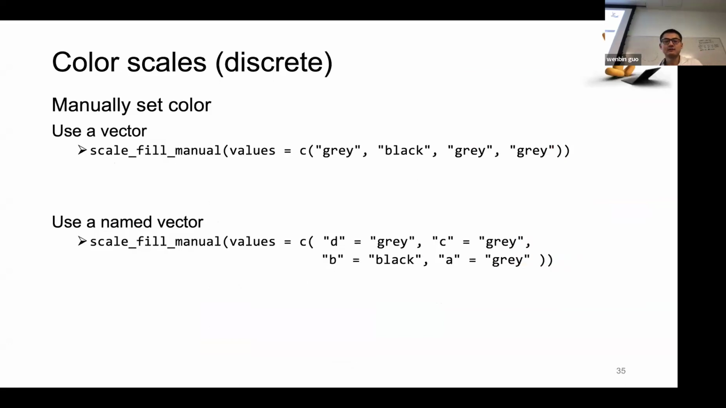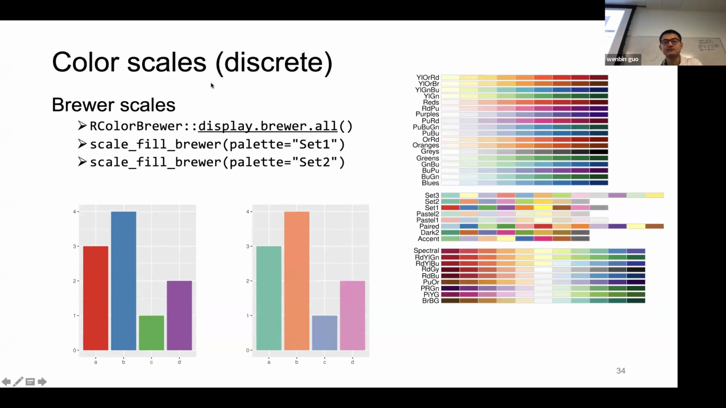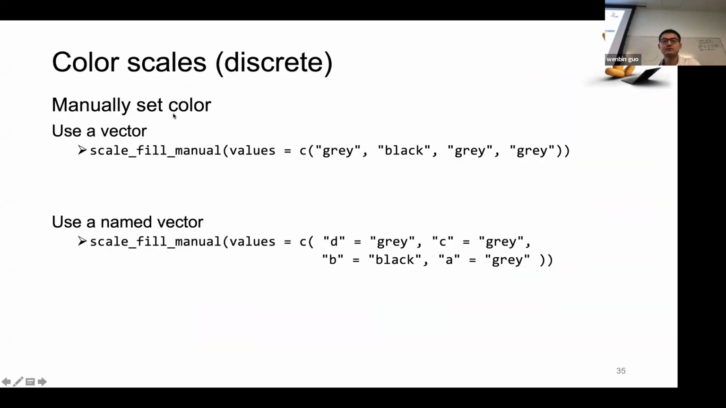And besides the automatically generated color palette, you can directly specify your own colors by using the manual function. So scale fill manual using values, put the colors into a vector and specify it within it. And sometimes you want to specify what values are given what color, then you can use a named vector to control it more precisely.